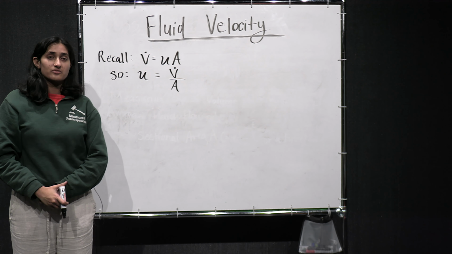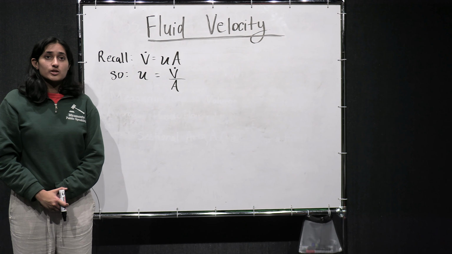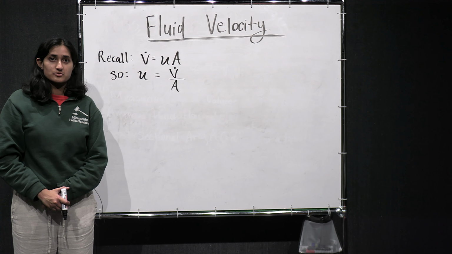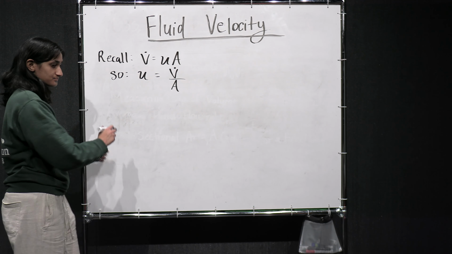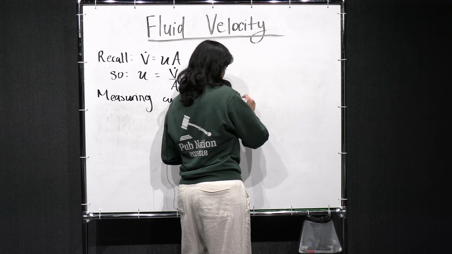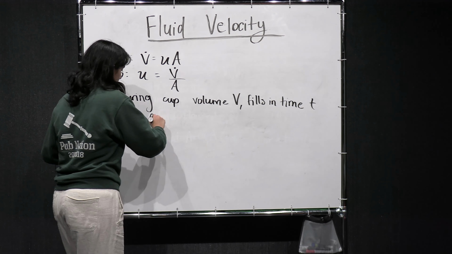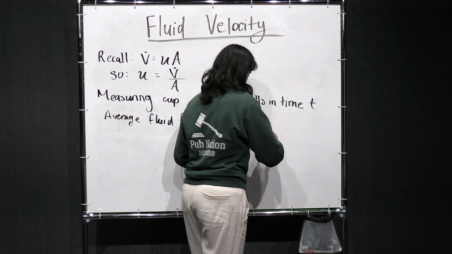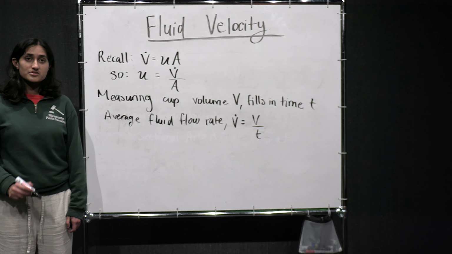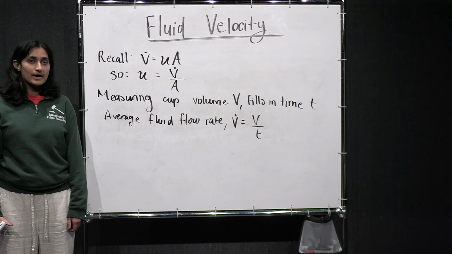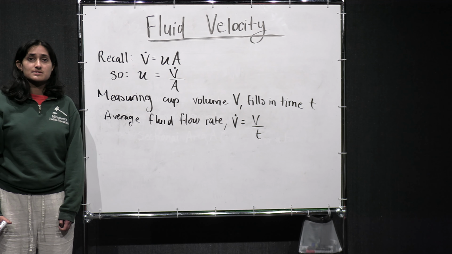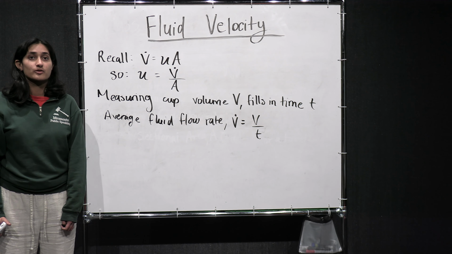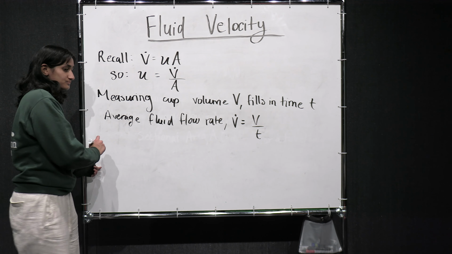If you have a measuring cup of volume V and a stopwatch, you can measure the time it takes to fill the measuring cup and calculate the average flow rate as V over T. For a tube, the cross-sectional area is pi times the inside diameter squared over 4, and the fluid velocity is the cup volume divided by the fill time and the cross-sectional area.